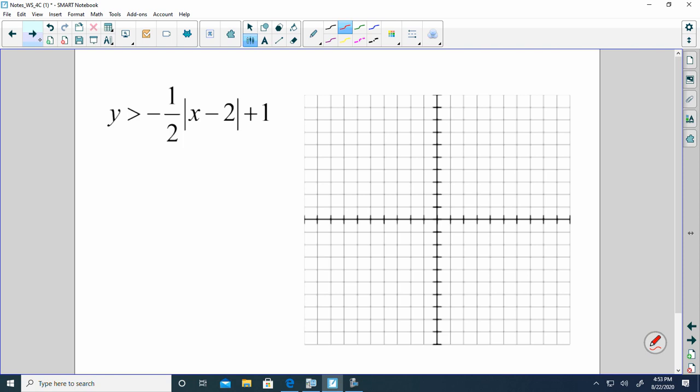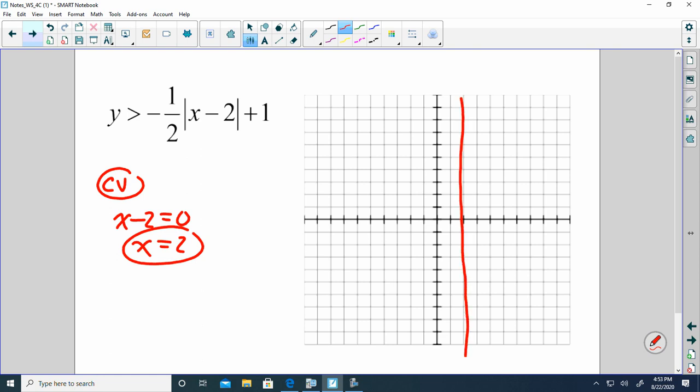This was a little goofy because it's an inequality. I mean, you have a greater than sign in this, so I have to shade a region. Okay, so I'm going to ignore the shaded region for now. Then I'm just going to go ahead and find my critical value real quick. So I have x minus 2 equals 0, so x equals 2. That's where my critical value is going to take place. So that takes place right along this line.